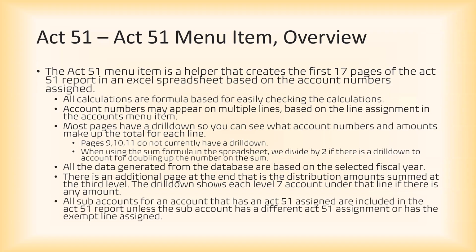All sub accounts for an account that has an Act 51 assigned are included in the Act 51, unless, of course, you assign that sub account elsewhere, or we also have an exempt line. Again, I'll show all that. So if you assign a level 3 to an Act 51 line, all level 7s underneath that level 3 will be included in the Act 51 report, unless that level 7 has a different Act 51 assignment, then it will go where that level 7 is. So you don't have to assign every level 7 to an Act 51 line, but if you need to assign an individual one, then you can.